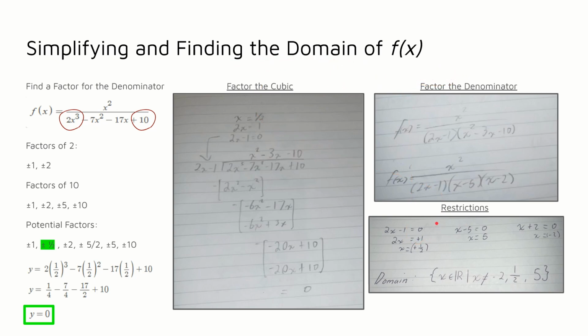In this case, restrictions are everything in the denominator: 2x minus 1, x minus 5, and x minus 2. All of these are restrictions. So solving for x, you have restrictions of 1 over 2, 5, and negative 2. So x is an element of the real numbers such that x cannot equal negative 2, 1 over 2, and 5.